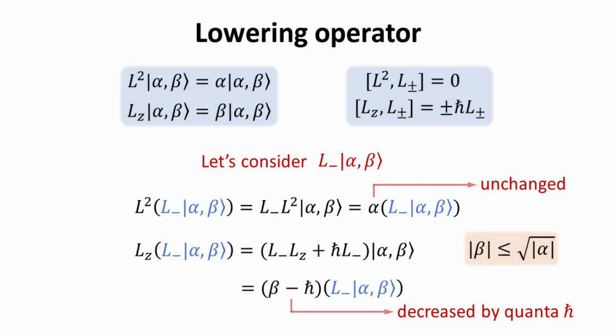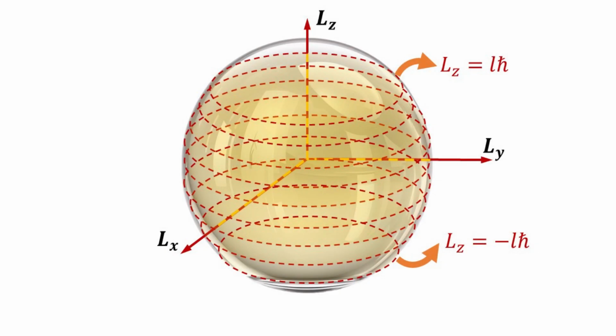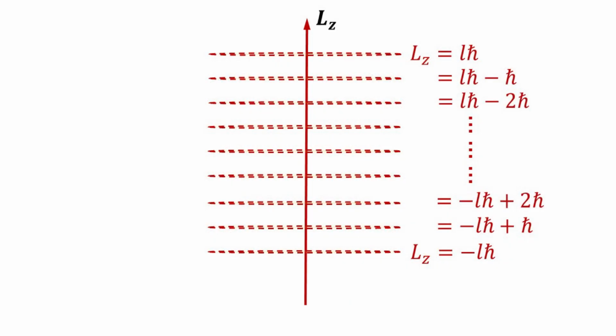But wait, didn't we say that the magnitude of the eigenvalue of Lz must always be smaller than the square root of the eigenvalue of L squared? This means that there must be a maximum and minimum rung for the ladder of the Lz eigenstates. Let us denote these maximum and minimum Lz eigenvalues to be plus L and minus L times h bar. We know that the Lz eigenvalues are quantized by the quantum of h bar. Thus, L must be a multiple of a half integer for this sequence of rungs to make sense. In other words, L must be either 0, 1/2, 1, 3/2, and so on.